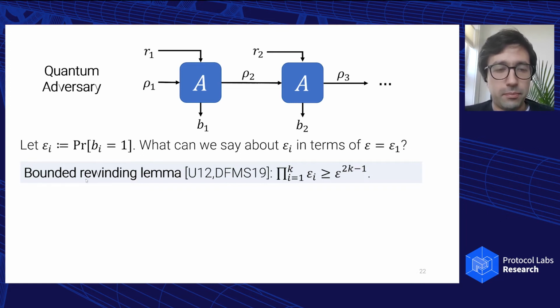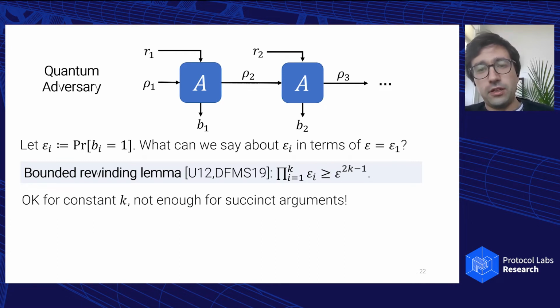And so in prior work, there's this bounded rewinding result that says that if I run this K times, then the probability that I get 1 every time is at least epsilon to the 2K minus 1. So, this is something. This is a lower bound. Unfortunately, it is exponential in K, which is okay for constant K, although it gives you some ugly concrete security losses. But if you just care about polynomial security, then if K is a constant, this is fine, because this is going to be epsilon to some constant.